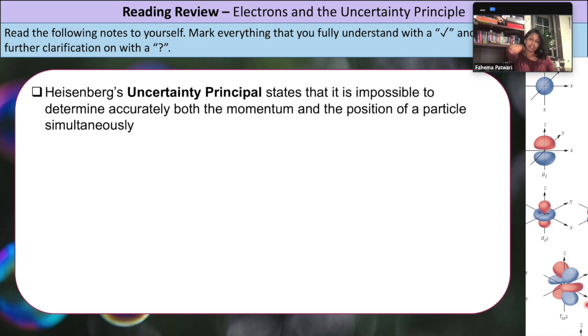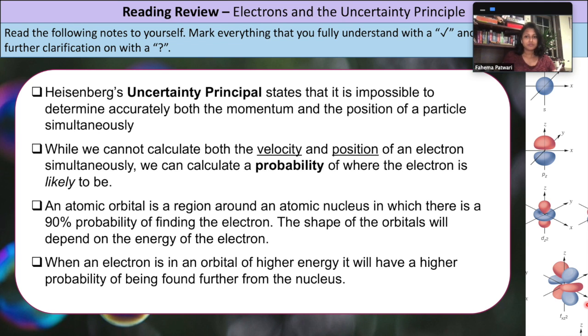Okay, so electrons and the uncertainty principle. Heisenberg's uncertainty principle states that it's impossible to accurately figure out both the momentum, meaning the speed, and the position of a particle simultaneously. Basically, if you go to measure the velocity, you're going to affect the position of an electron. Now you know the velocity, but the position has changed. You cannot know it anymore. If you go to measure the position of the electron, you'll affect the velocity. And you cannot know both things at once. All you can do is calculate the probability of where the electron is likely to be.